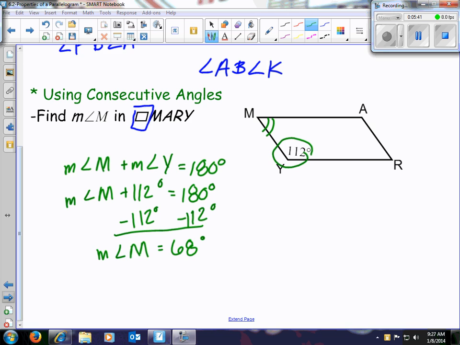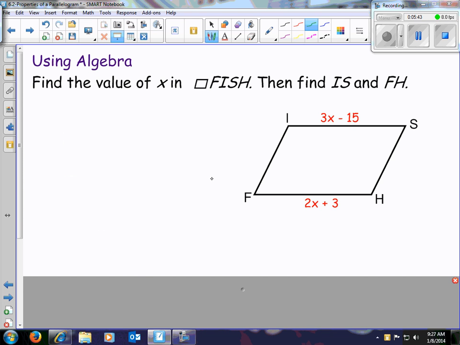Okay, now we're going to move on and do some more things with the properties that we've learned. First thing we're going to do is find the value of x in parallelogram FISH. Then find IS and FH. We want to find the length. Notice that there's not a line over the top of here, so we are finding segment length. First thing we need to do is find x.